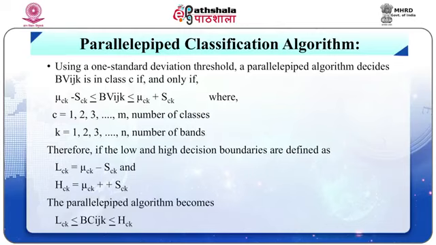Therefore, if the low and high decision boundaries are defined as the condition stated in the equation, which states Lck is equal to mu ck minus Sck and Hck is equal to mu ck plus Sck, the parallelepiped algorithm becomes like the other equation as shown: Lck is less than or equal to BVijk, which is less than or equal to Hck.